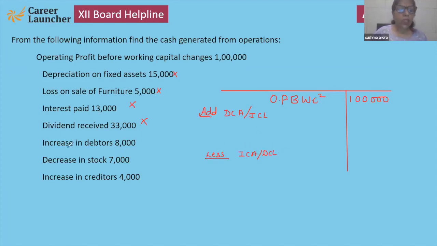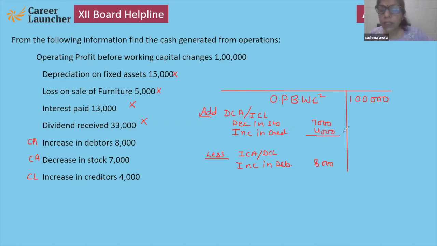Clear? Now see, increase in debtors. Debtors are CA. Decrease in stock, that is also CA. Increase in creditors, that is CL. Now see, increase in debtors, that will come here. Increase in debtors, that is 8,000. Decrease in stock, that will be added here. Increase in creditors, yes, liability increase by 4,000.